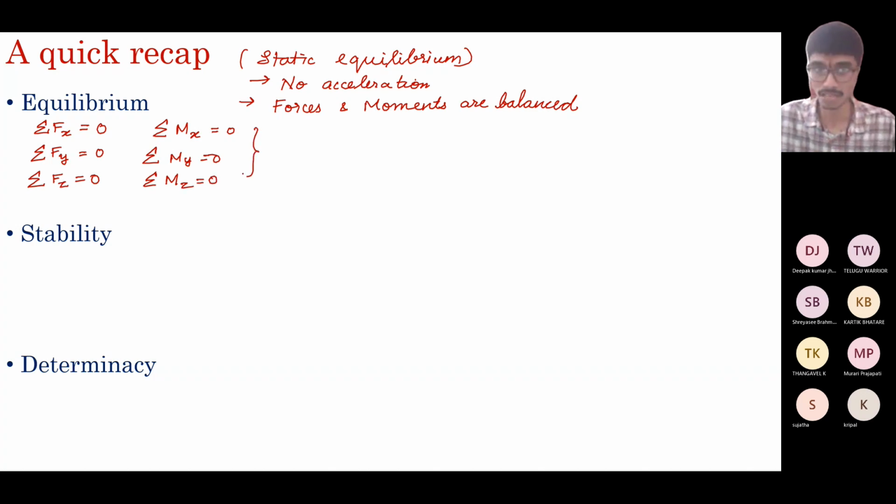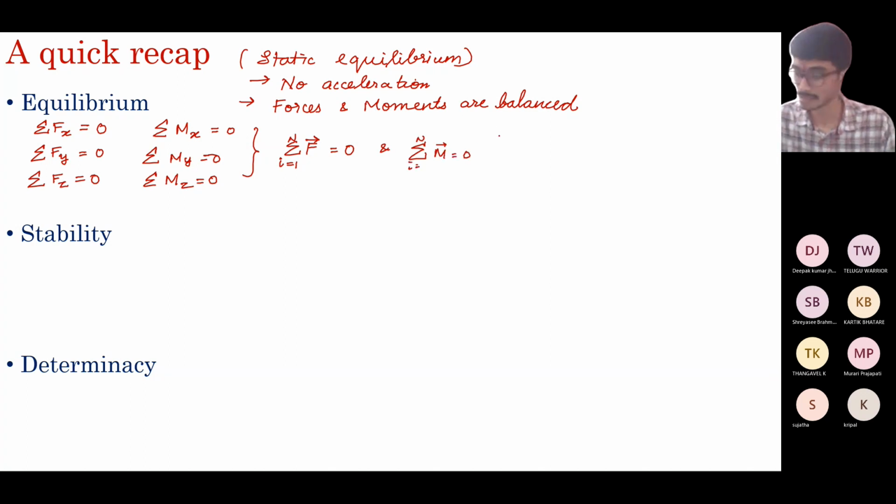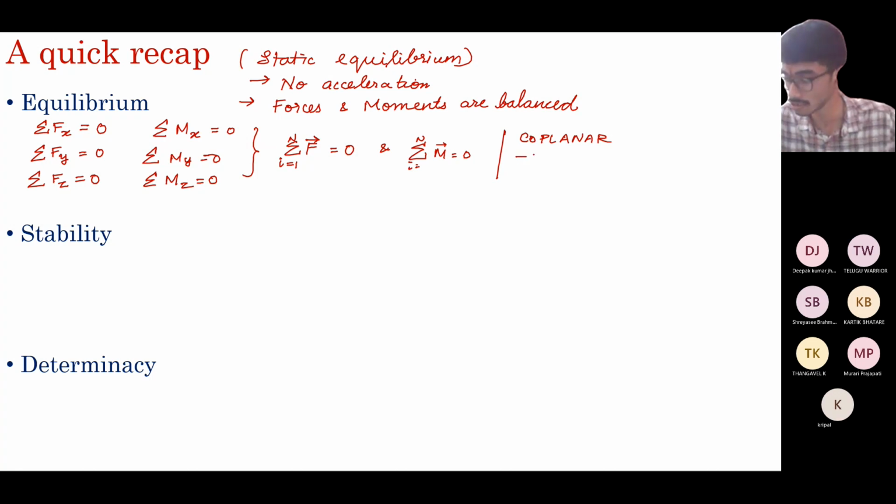So these in a vectorial form, you can always simplify this as sigma f vector is equal to 0 for all, and the summation of vectorial moments is equal to 0. So if the structure is coplanar, that is, the structure entirely lies in a plane, all the loads acting on the structure act in a plane, and all the boundary conditions, fixed, all of them act in plane. In that case, you can always simplify this to a set of 3 equilibrium equations.